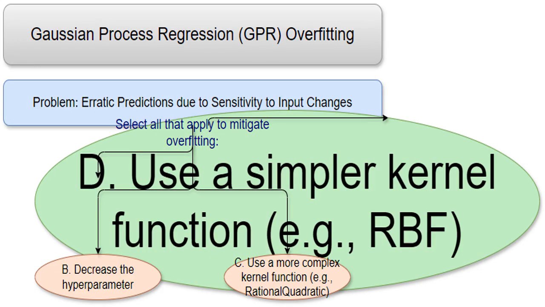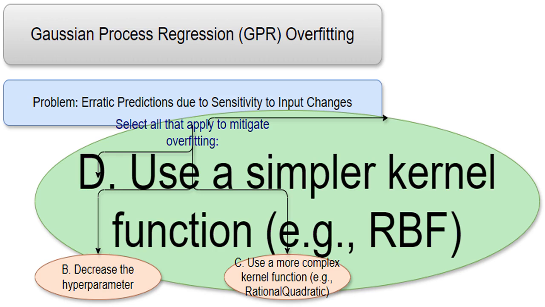Using a simpler kernel function, like the radial basis function RBF kernel, reduces the model's complexity. Simpler models are less likely to overfit, they are more resilient against noise and provide more reliable predictions. Imagine fitting a curve through data points. A simpler function like a straight line will be less sensitive to the exact position of each point than a complex, wiggly curve.